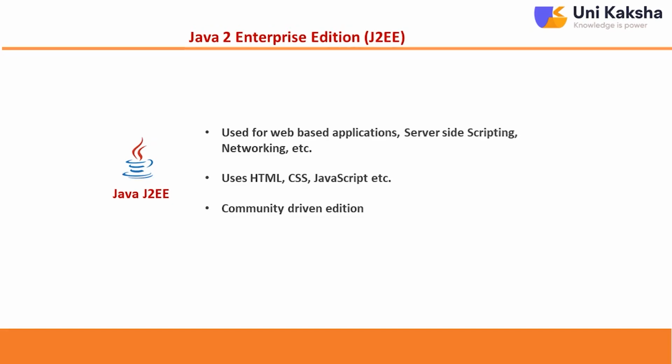Next category is Java Platform Enterprise Edition, which is also called as J2EE. This type has much larger uses of Java like web development, server-side scripting, networking, and other applications as well. J2EE uses HTML, CSS, JavaScript, etc. for the development. It's one of the most widely accepted web development standards.